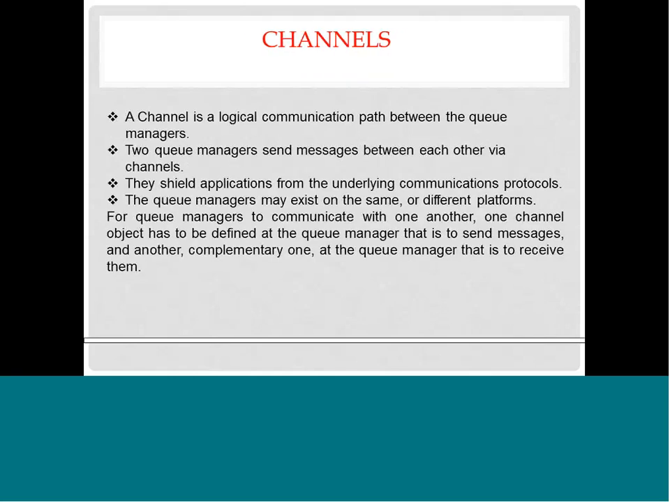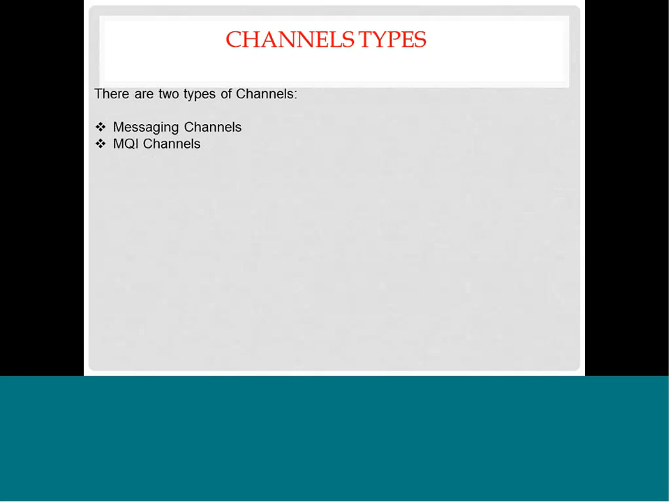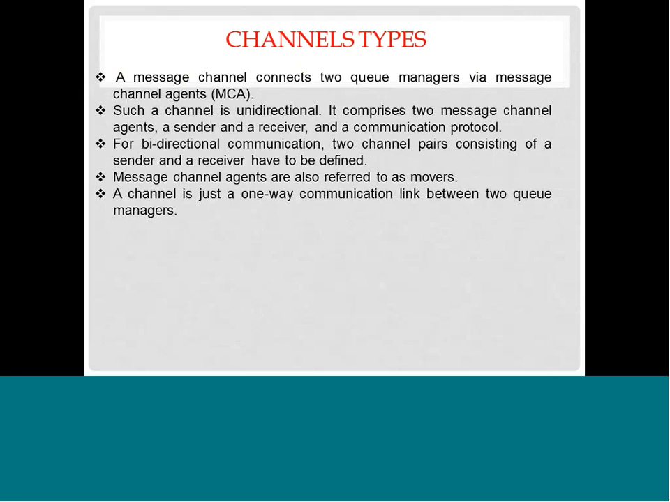There are channels. A channel is a communication path between one queue manager and another queue manager. When you want to communicate from one machine to another, channels are the main, important communication method, the communication interface. Using channels, we make the communication, right? There are many channel types: messaging channels and MQI channels. Messaging channels are again divided into two parts, which will be discussed.